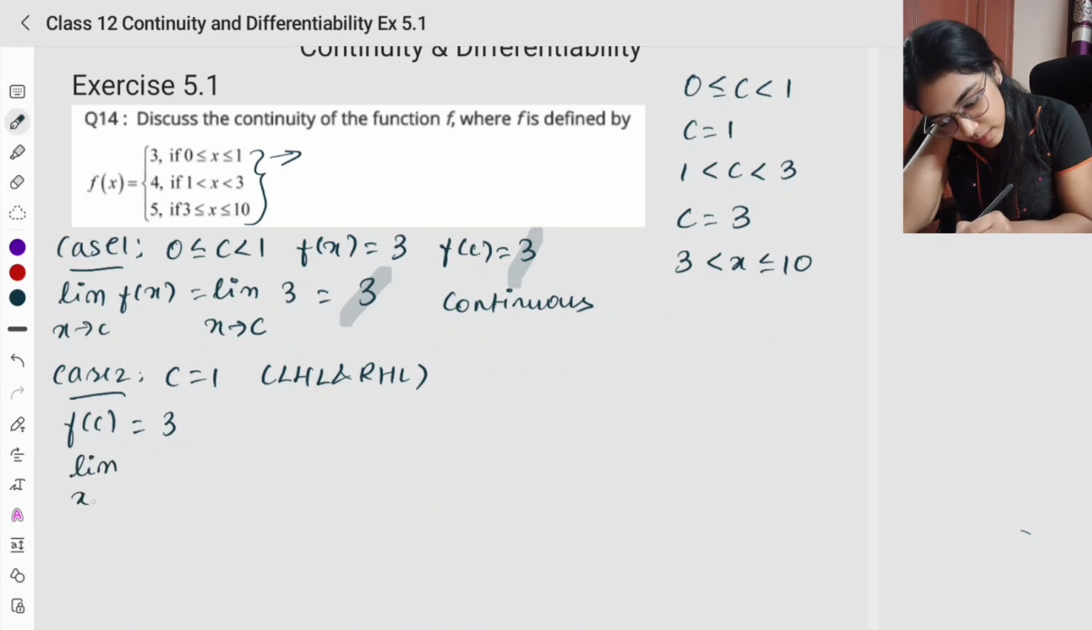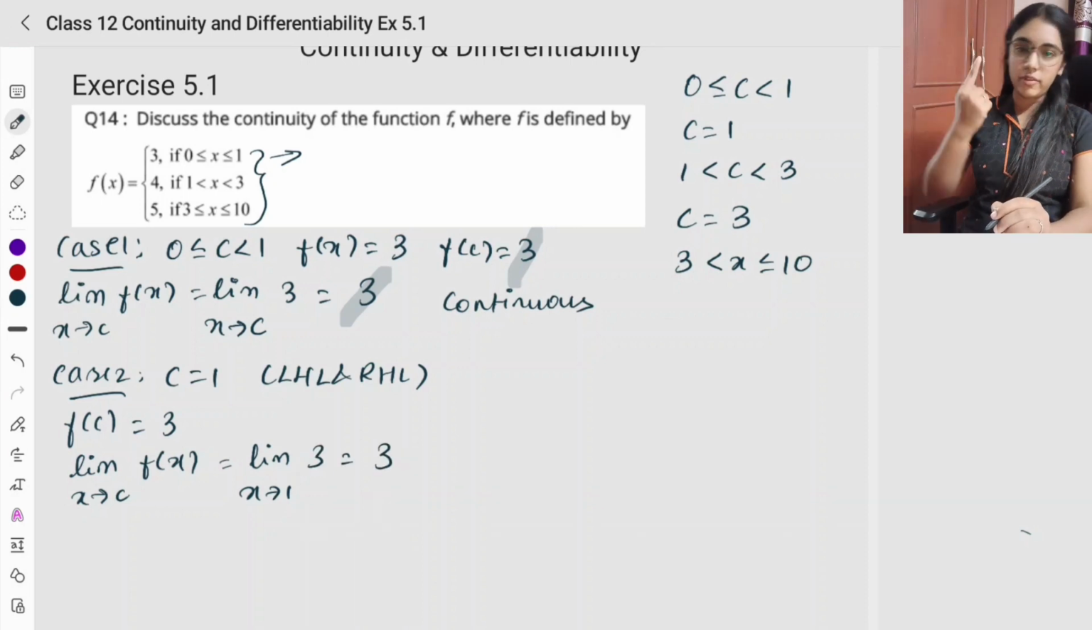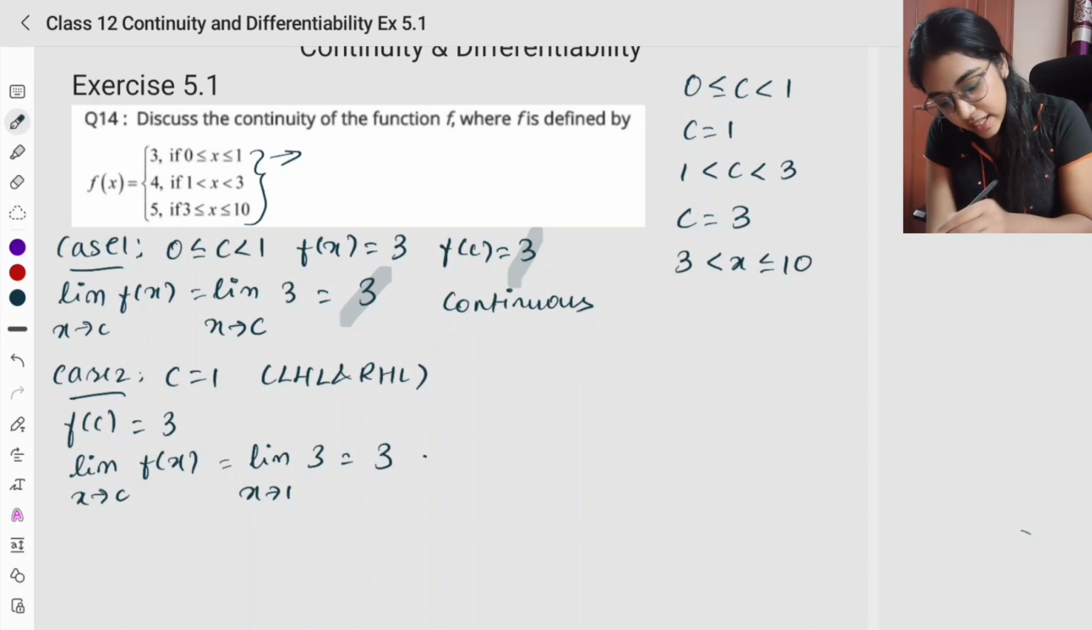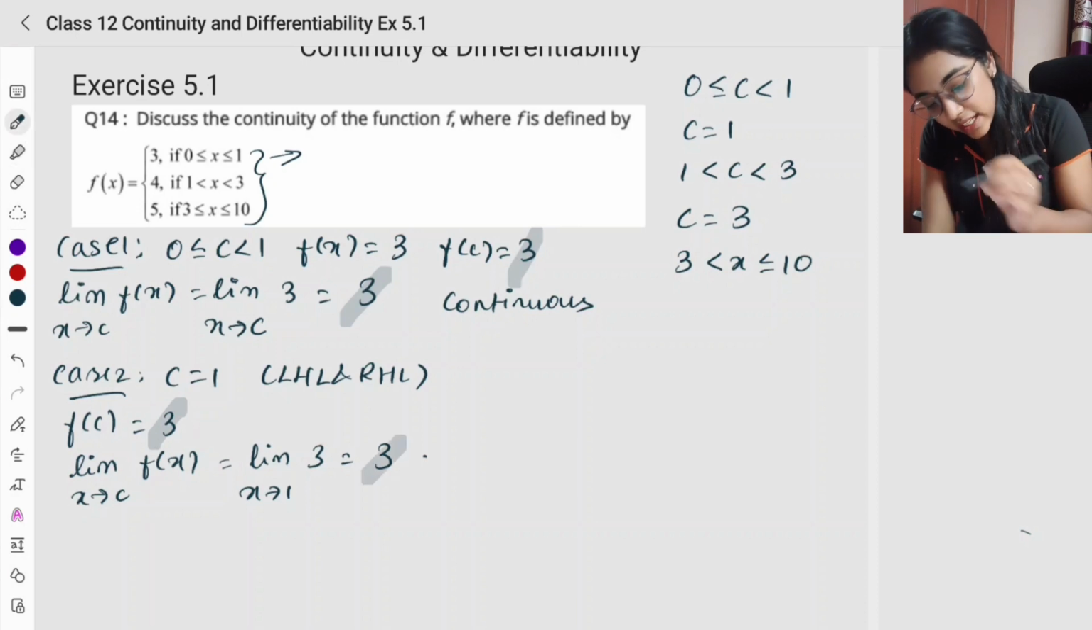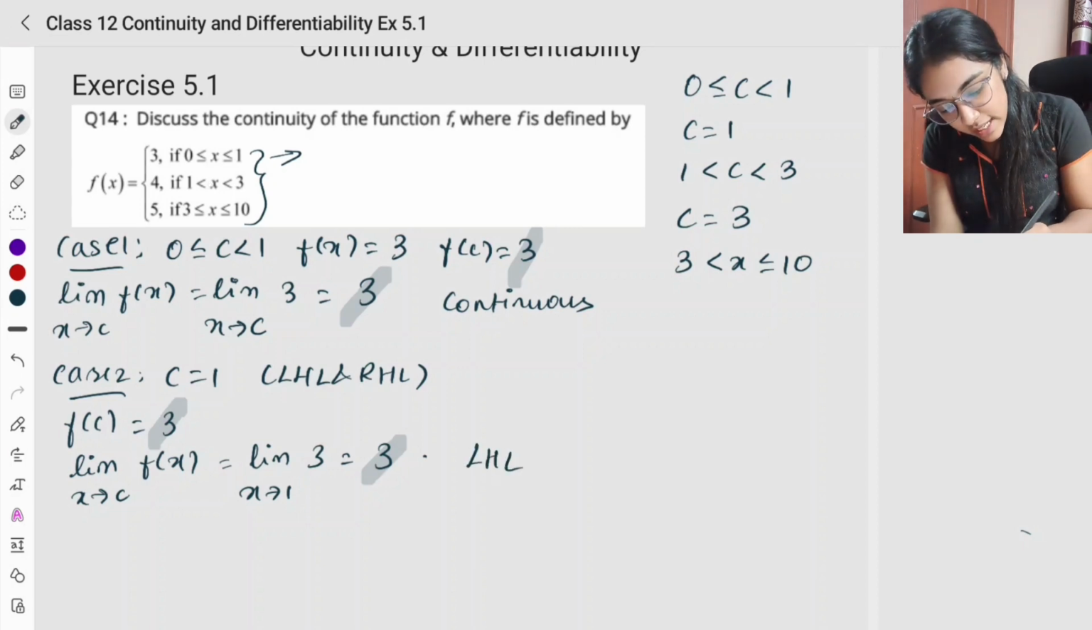Now, limit x tends to C of f of x, which is going to be limit x tends to 1 of 3. When I take 3 outside the limit, I'll have 3. Limit உள்ள என்ன இருக்கு? I have the value of 1. Correct? So, I can simply write this as 3. So, again I see that the value here is 3 and the value here is 3. But don't forget the left hand limit and the right hand limit. So, this is going to be my left hand limit. Correct? It is going to be less than 1. So, this is the left hand limit. What is my right hand limit? This is minus 1 minus.